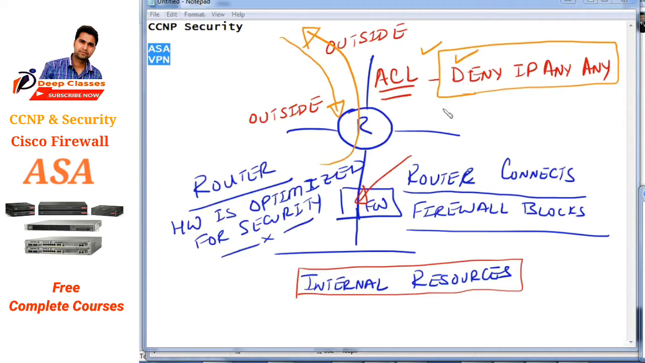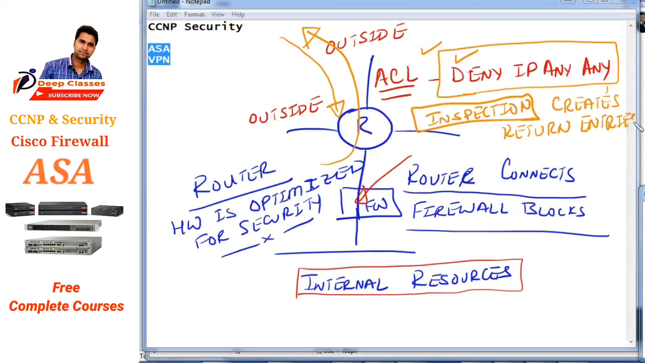So I need a mechanism called inspection, which is a firewall functionality. What inspection does is whatever traffic is allowed to go out, it inspects the traffic and creates return entries. That's what a firewall does. It's not just about denying all traffic from out to in, but it should also allow return traffic to come in. That's done by a functionality of the firewall called the inspection policy. Everybody okay with that? You guys understand that? Gopalan, does that answer your question?